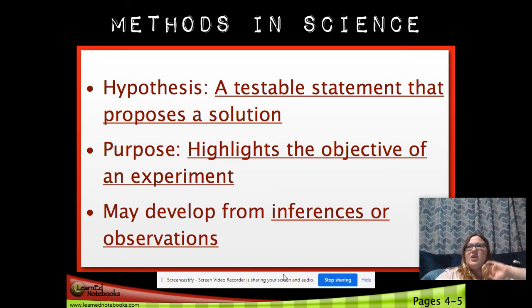The purpose. Why are you trying to figure something out? It highlights the objective of the experiment. If you want to know what helps plants grow best, whether it's water or apple juice, that's your objective. What helps plants grow best? It may develop from that inference or from the observation. So looking around, you might be, oh, hey, this is why. Or you're going to be like, well, I wonder. So then you decide to test it out.